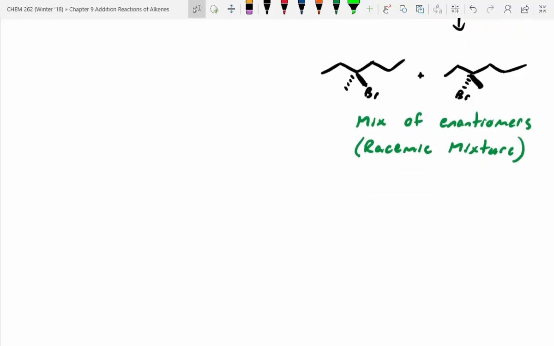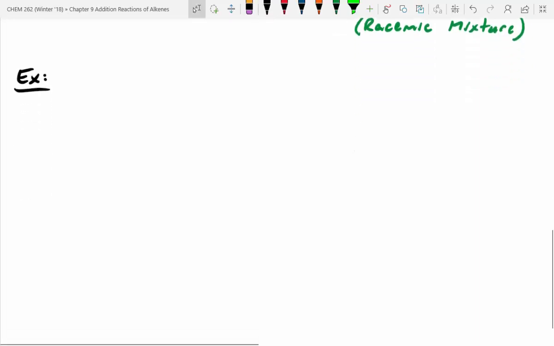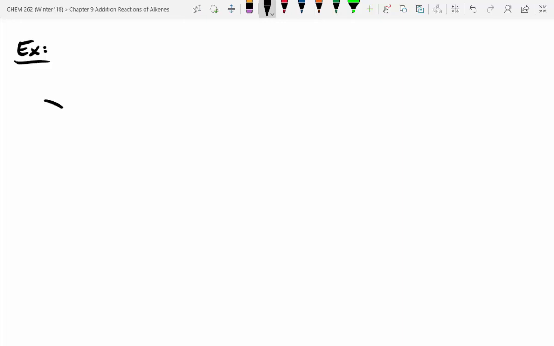Okay, so let's take a look at another example. And this one's going to be a little bit more challenging. So see if you can spot the tricky part with this. And I'll give you a hint. It involves something we saw a lot of in first term with carbocations.